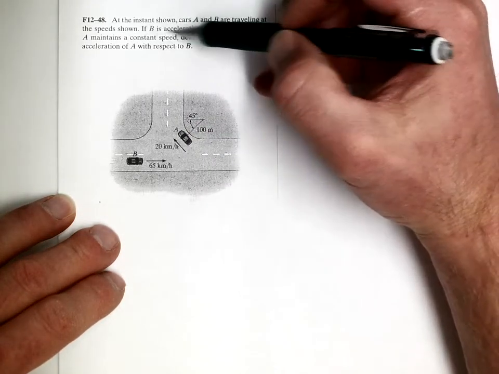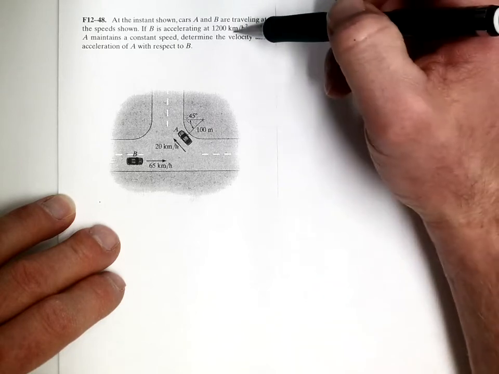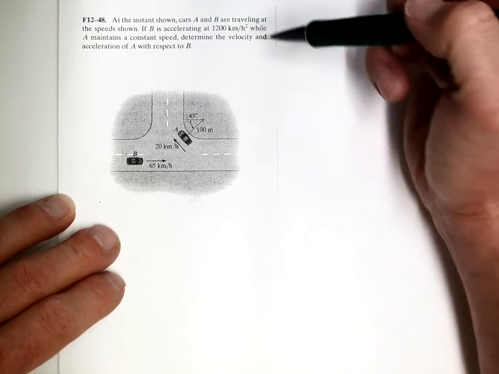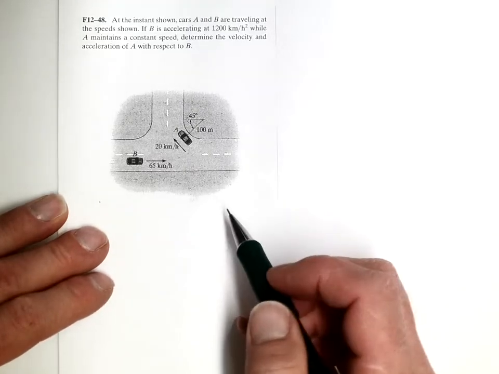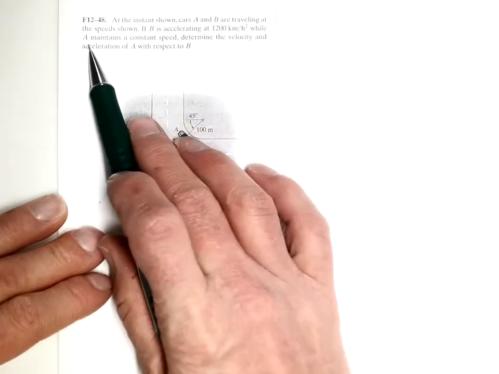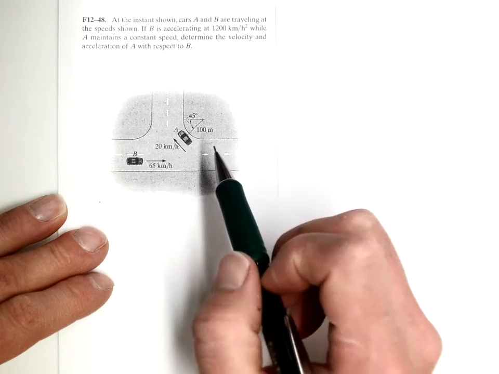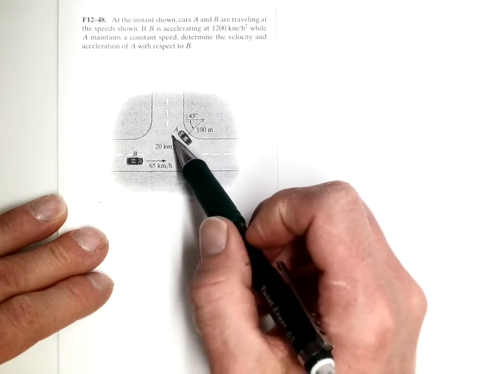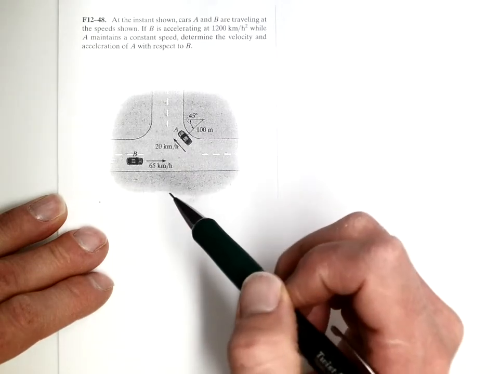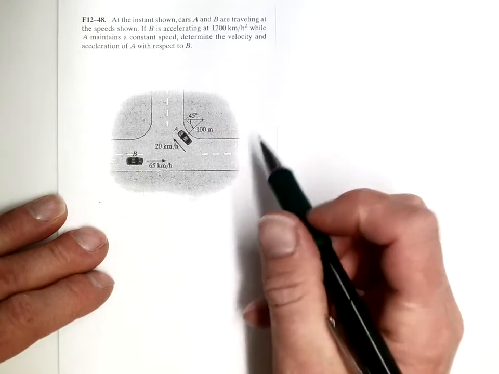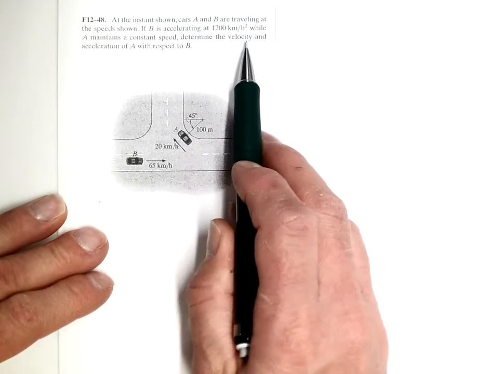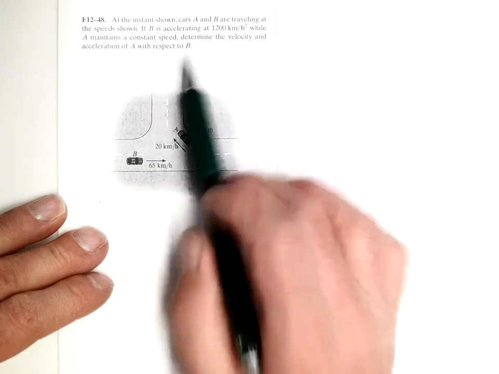Now, B is accelerating at 1,200 kilometers per hour squared. Not our typical units, but we'll work with it. While A maintains a constant speed. So A has a constant speed, although that doesn't mean it doesn't have an acceleration because it's turning. So we're going to have some v squared over r going on. Determine the velocity and acceleration of A with respect to B.